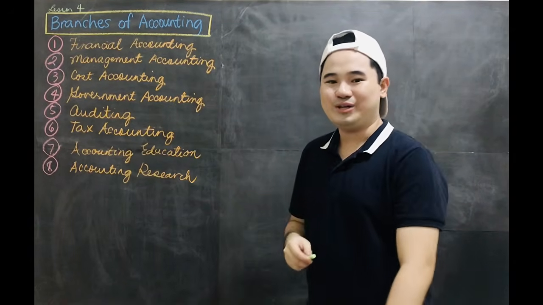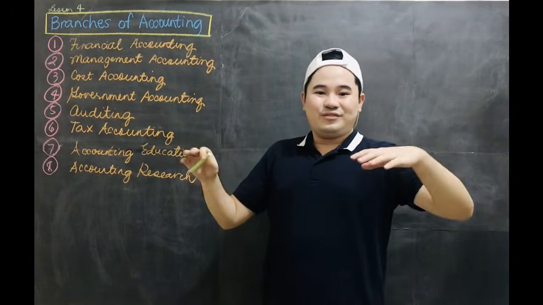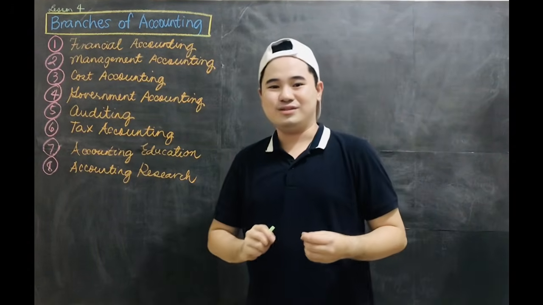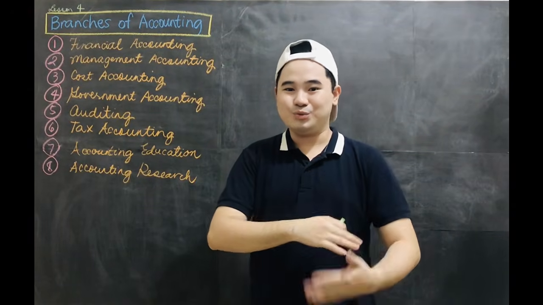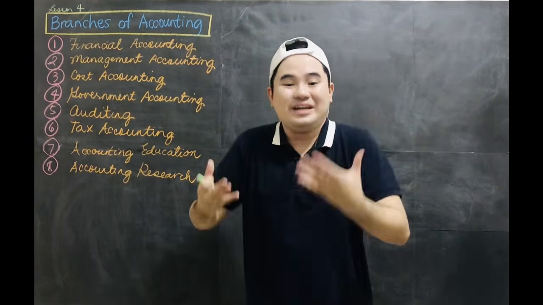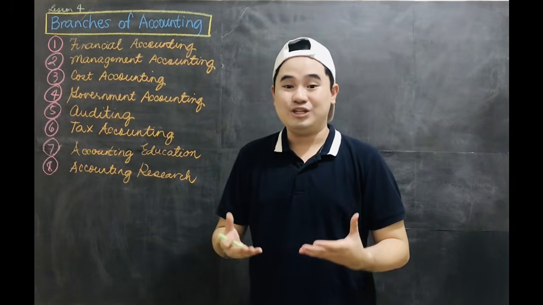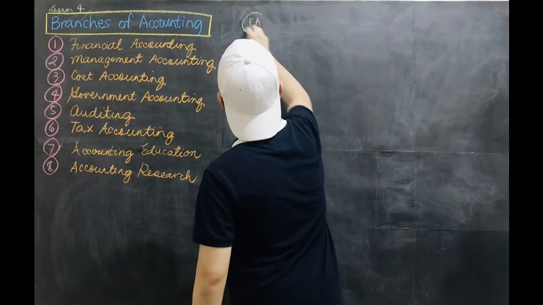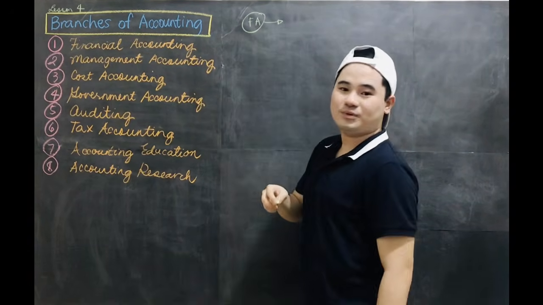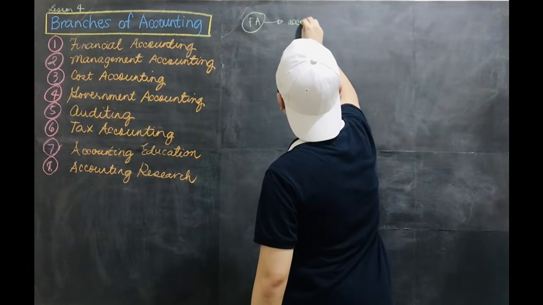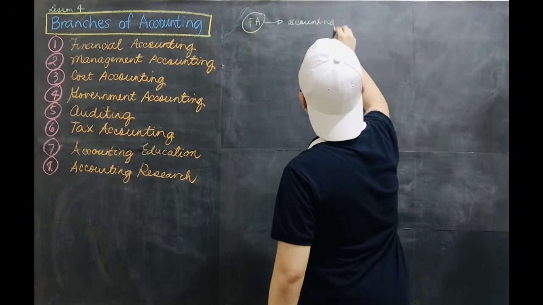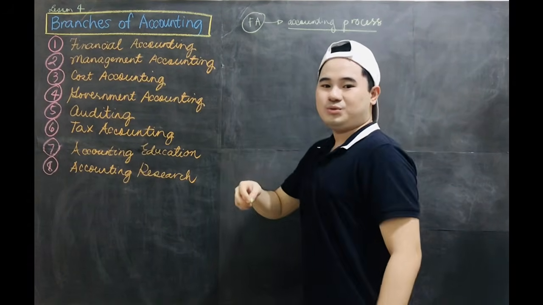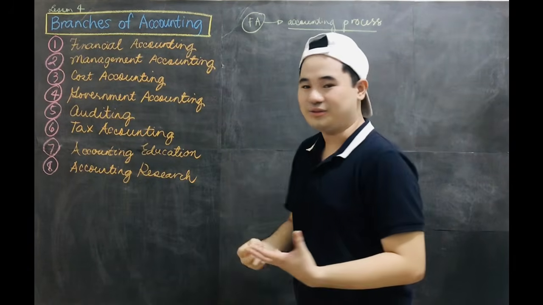Okay, so let's first start with financial accounting. Financial accounting is a branch of accounting that deals with the recording of business transactions, and then those transactions will be summarized, and then we will have a final output, which is what we call financial statements. Take note that in financial accounting, what we do in this branch of accounting is the accounting process itself. Remember that what we do is the accounting process in financial accounting, okay?